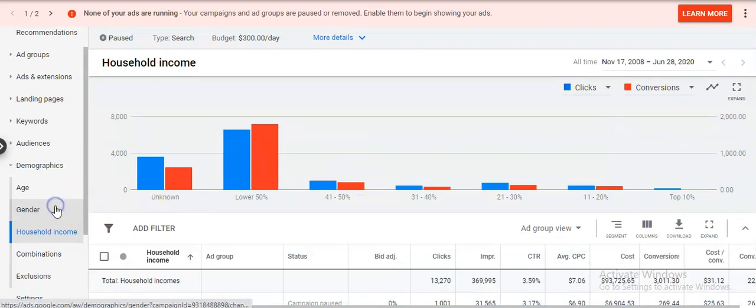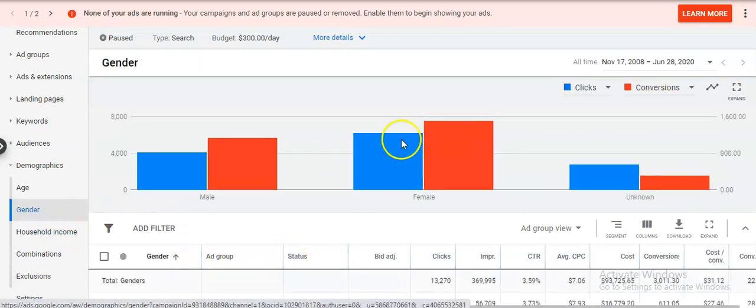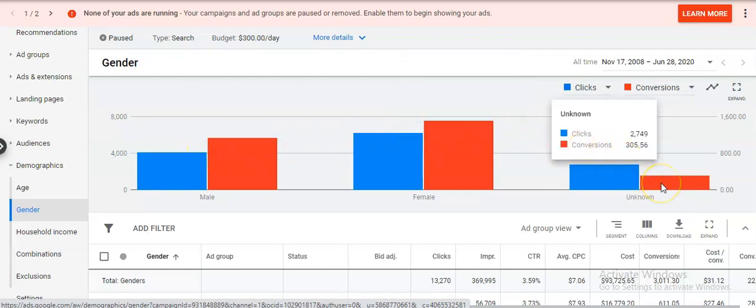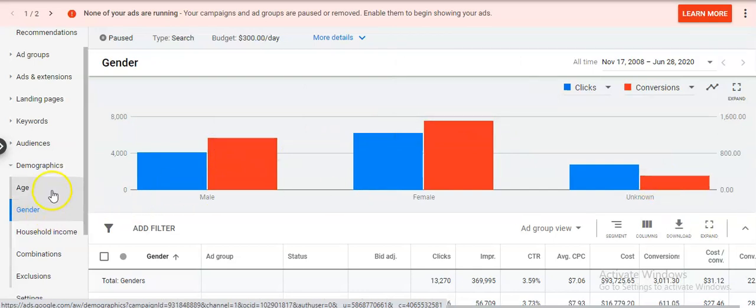And of course you can do that on gender as well. You can go in and you can see over here, female, for example, produces more conversions and clicks, and similarly for male. But the unknown is producing fewer conversions, or basically calls or form submissions. So that it's not exactly accurate data in 100%. You have to base your decisions on the results that you're getting, and of course the results that you want to get.